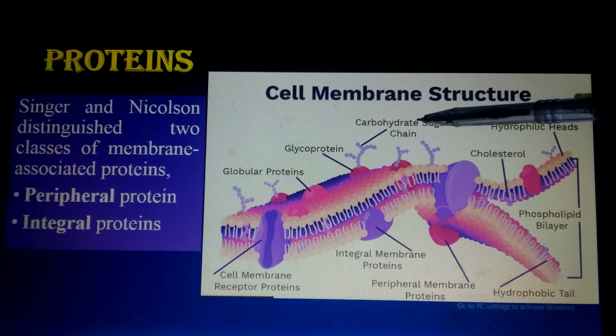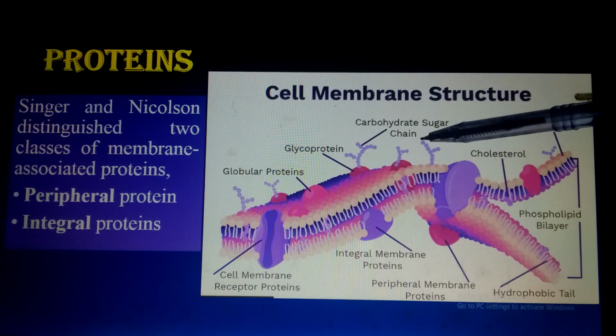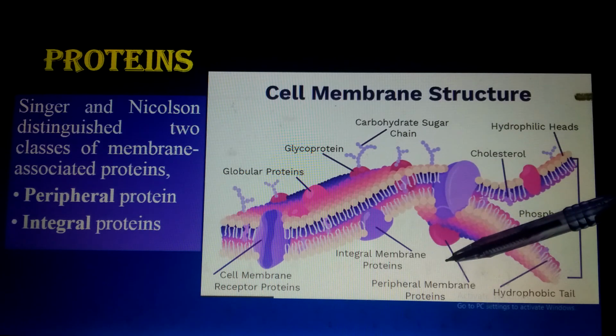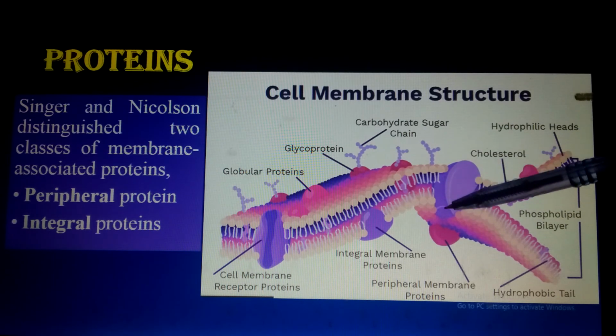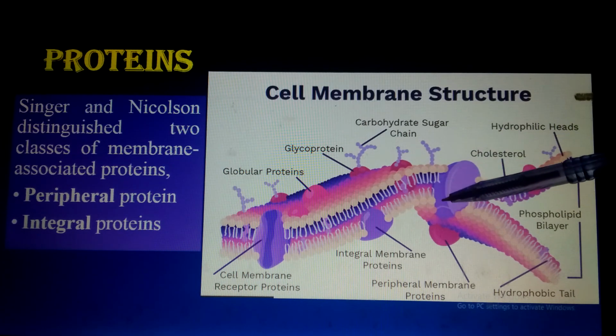So these proteins, the peripheral proteins, act as a receptor for the outer environment. So all these proteins, either they are peripheral or integral, play a very important role in transport as well as recognition, and act as a receptor for many substances which are present outside of the cell.